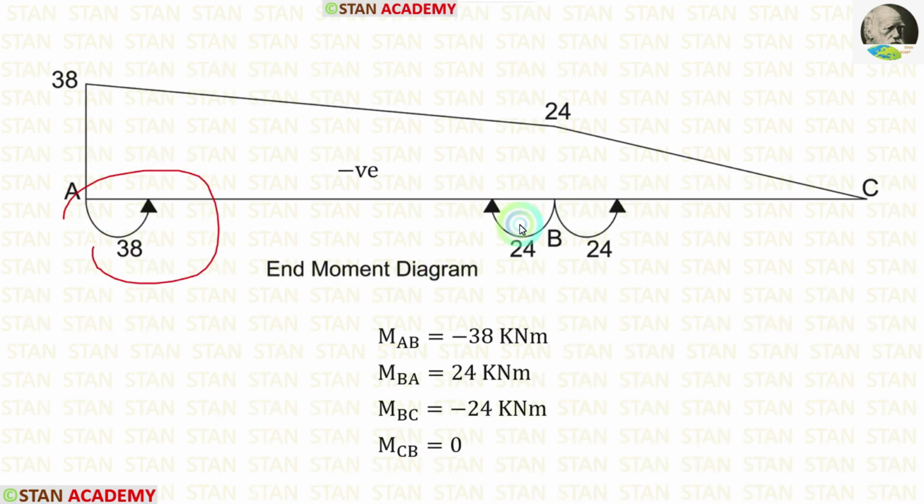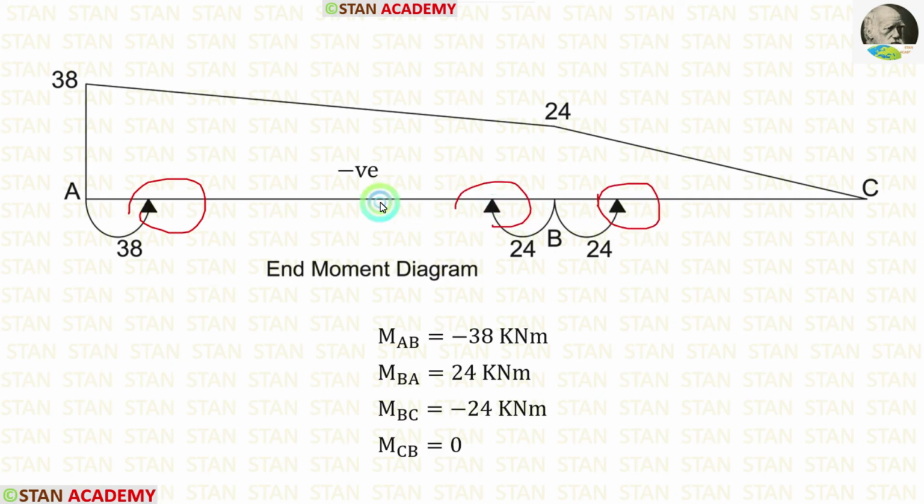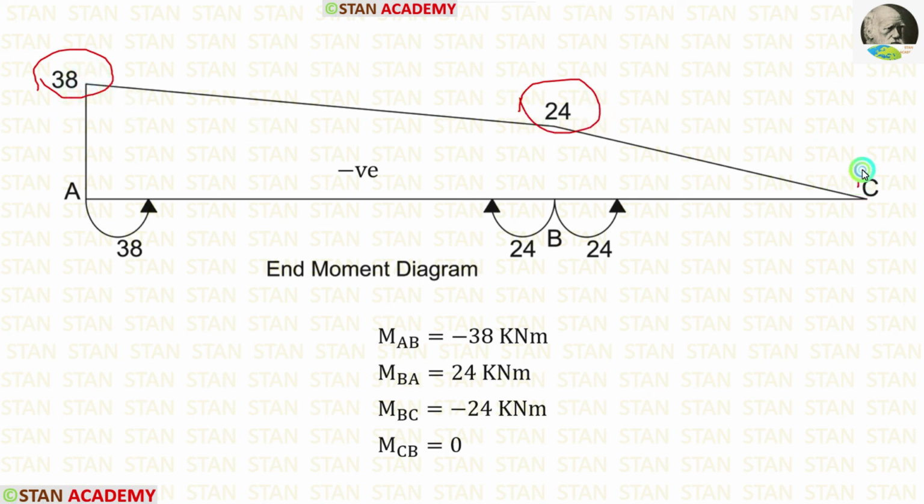First, we have to draw these curves. MAB is acting in the anticlockwise direction, MBA is acting in the clockwise direction, and MBC is acting in the anticlockwise direction. Now we have to see the direction of the curve. All the three curves are indicating upwards, so the points will come above this line. Let us mark them, here 38 and here 24. In the point C, there is no moment, so here it is 0. Then we can connect.